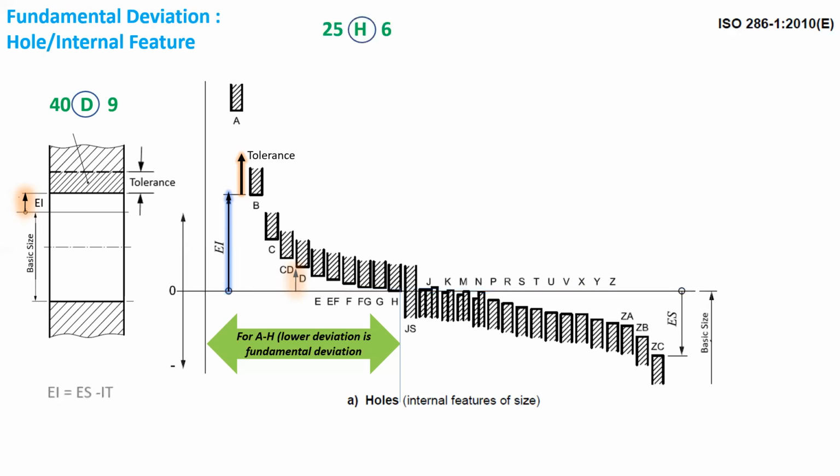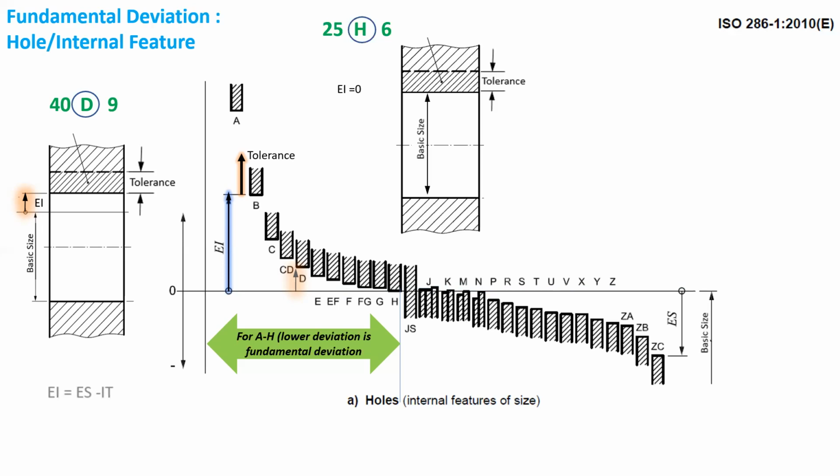Now let's take the example of a 25H6 hole. Here we can see that the lower deviation will be 0. So this hole can be represented by this figure. In this, we can see that the basic size and the minimum limit of size will be the same as the fundamental deviation is 0.